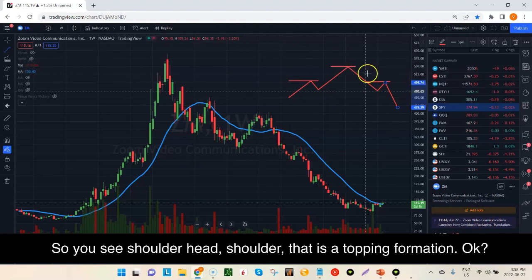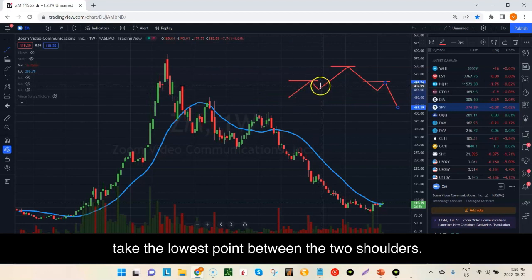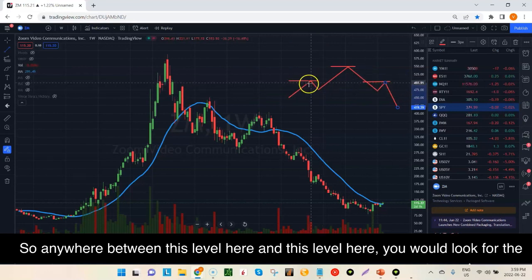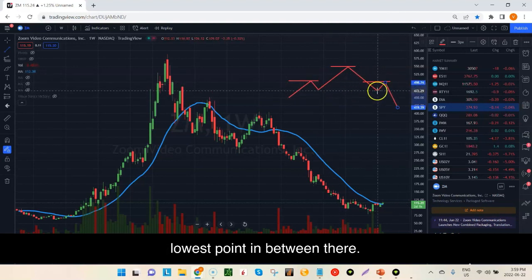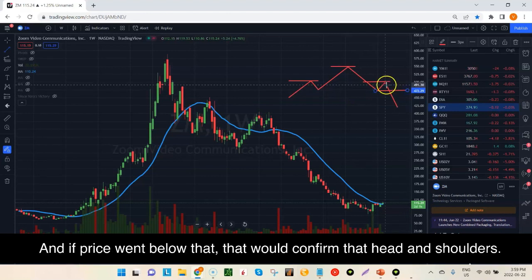That is a topping formation, okay? Now, what you would do is you would take the lowest point between the two shoulders. So anywhere between this level here and this level here, you would look for the lowest point in between there. In this case, it would have been here. You would mark that. And if price went below that, that would confirm that head and shoulders.